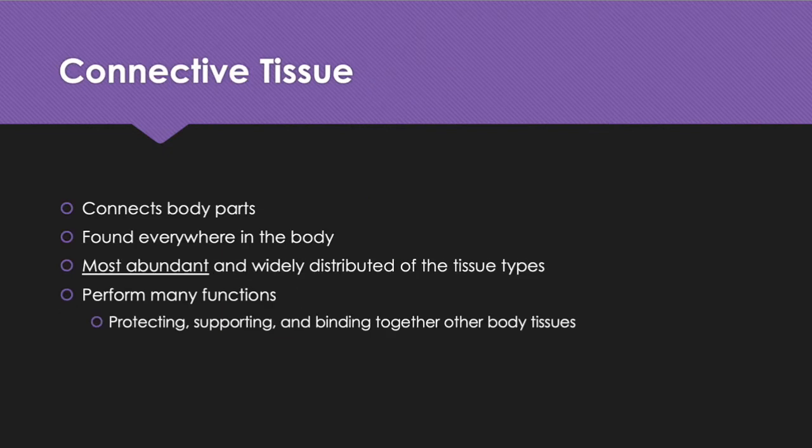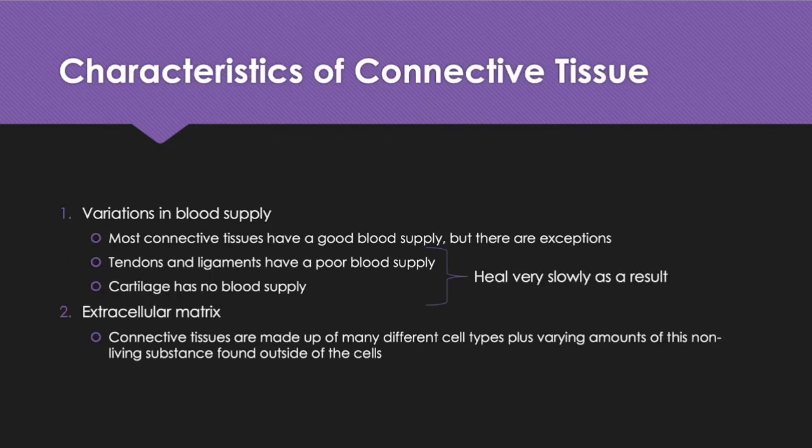Connective tissue, like its name suggests, is going to function to connect body parts. It can be found pretty much everywhere in the body, so it's the most abundant and widely distributed type of tissue. And connective tissues can perform many different functions, including protection, support, and then binding or holding together other body tissues.